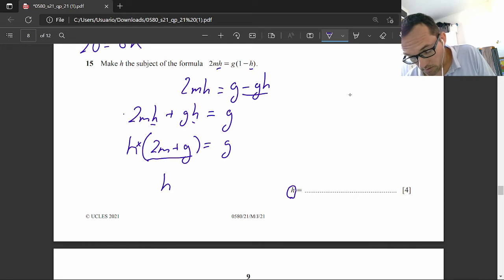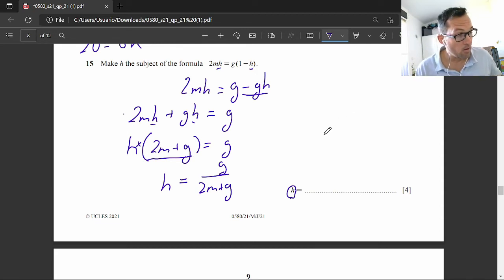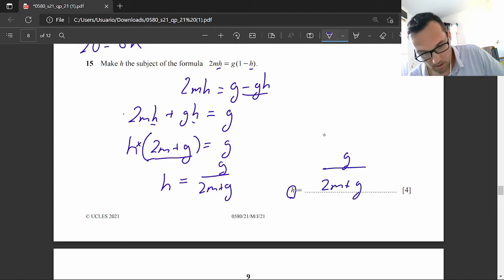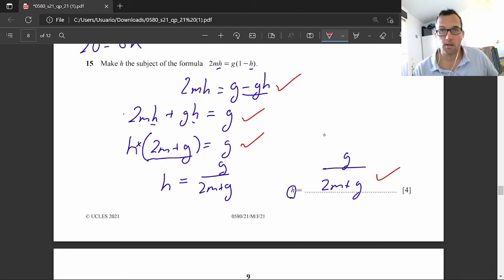So what we're going to do is divide on the other side. And before you know it, you've done it. You've got the answer. That is it: h equals G over 2m plus g. Okay, it's always good to stay hopeful here, because you get marks for every step along the way. Lots of marks picked up there.